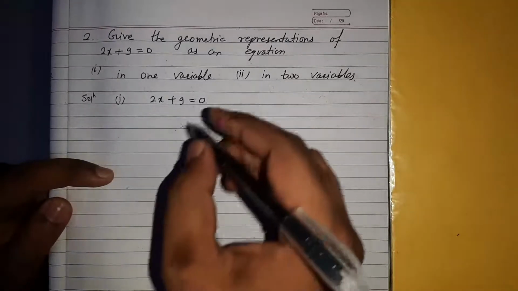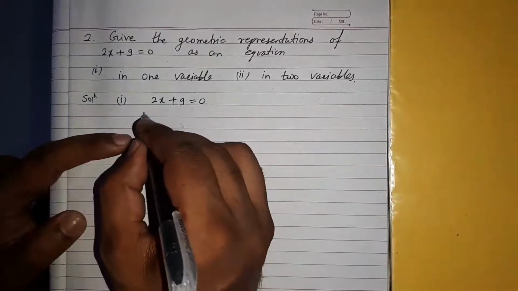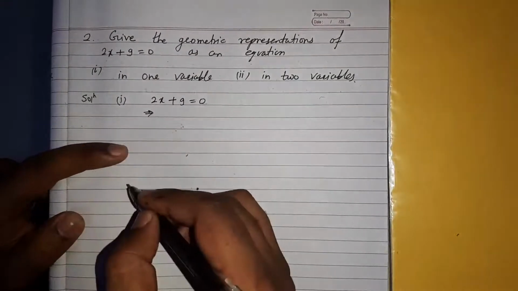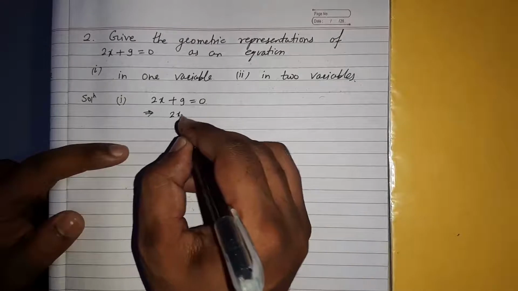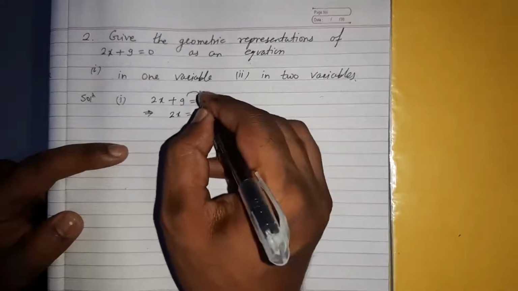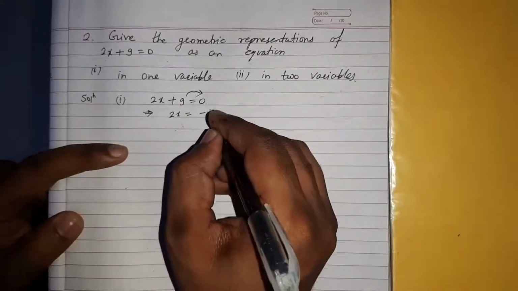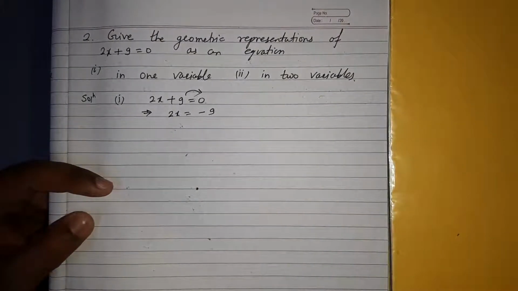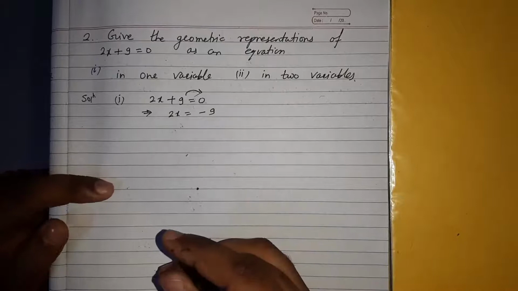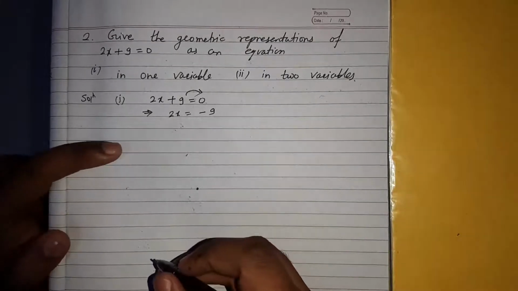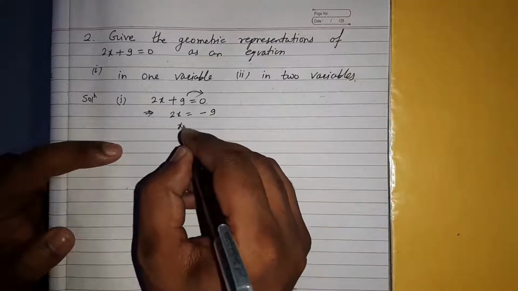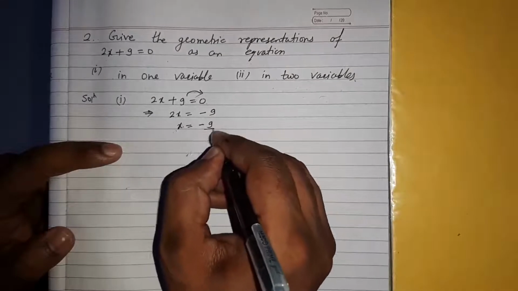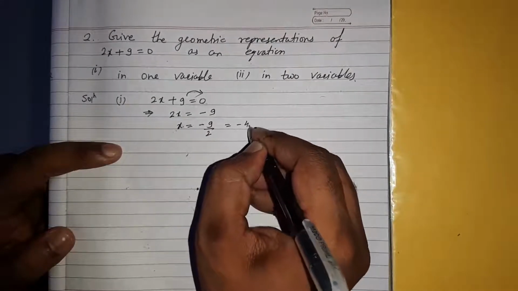The value of x we can find easily. It is a linear equation in one variable. First we will transpose 9 from one side to the other side, so it will be negative. So the equation will be 2x is equal to minus 9. So the value of x will be minus 9 by 2, which means minus 4.5.